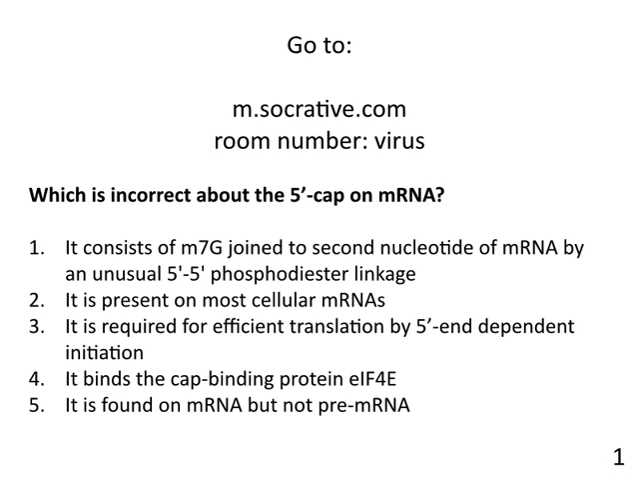All right, so the first question is, which of these statements is wrong about the 5' cap? One, it's a 7-methylguanosine joined to the second base of the mRNA by an unusual phosphodiester linkage. Two, it is present on most cellular mRNAs. Three, it is required for efficient translation by 5' end-dependent initiation. Four, it binds the cap binding protein eIF4E. Five, it is found on mRNA, but not pre-mRNA.